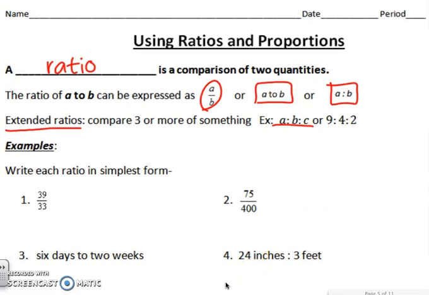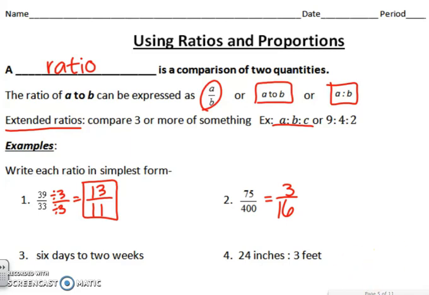So write each ratio in simplest form. Obviously on 1 and 2, I just need to figure out a number that goes into the numerator and the denominator and divide by that number. So I know 3 goes into both of those, which would give me 13 over 11, which is simplest form. Again, you could type that fraction in the calculator and it would simplify it for you. Same thing over here, if you type this into the calculator and hit math, enter, enter, you would get 3 over 16. Okay, so when we deal with ratios, we want them to be in the simplest form.